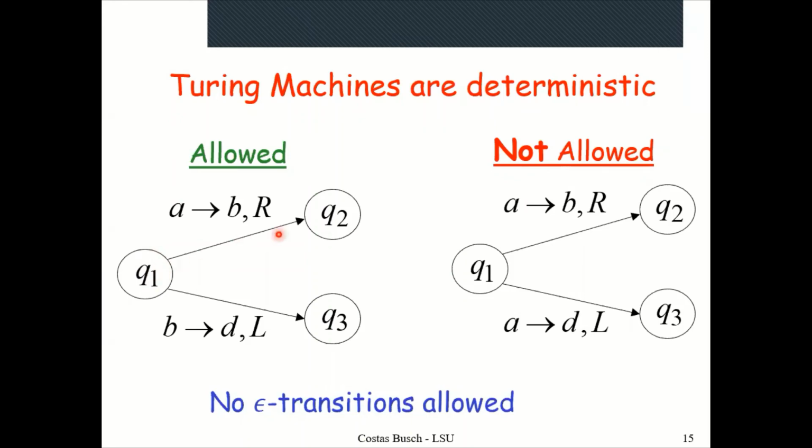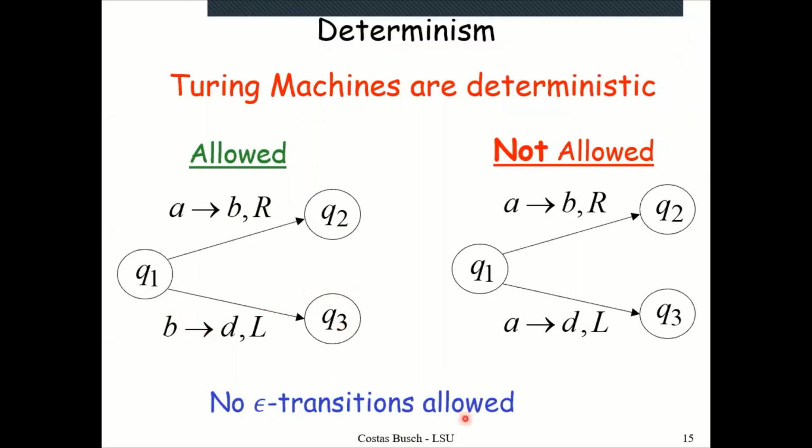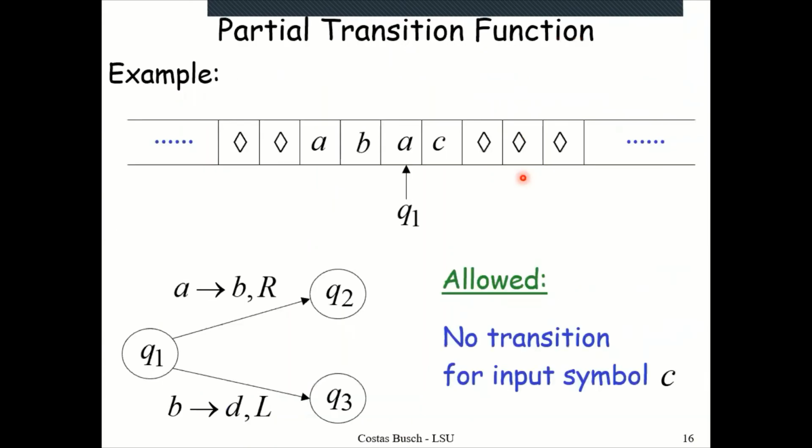Q1A means go to Q2, write a B, move one step right. Q1B means go to Q3, write a D, and move one step left. And no epsilon transitions are allowed in the deterministic machine.